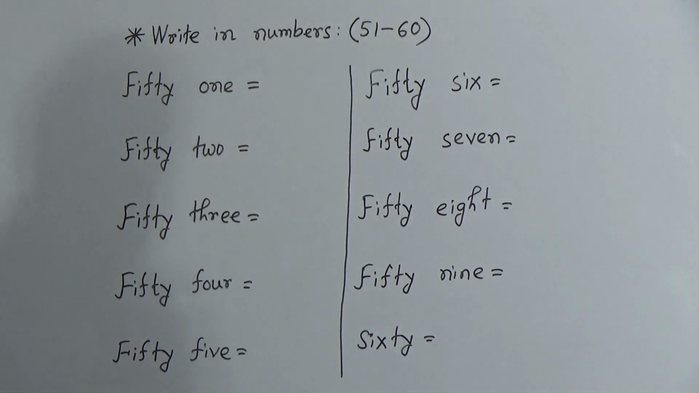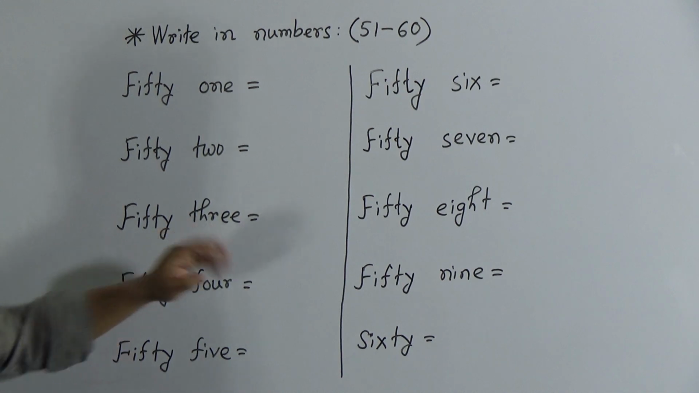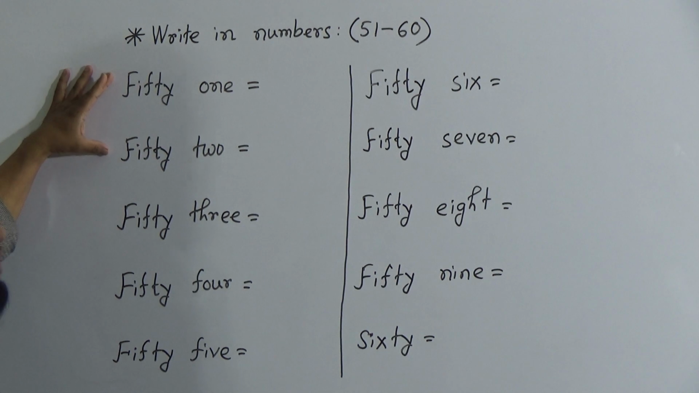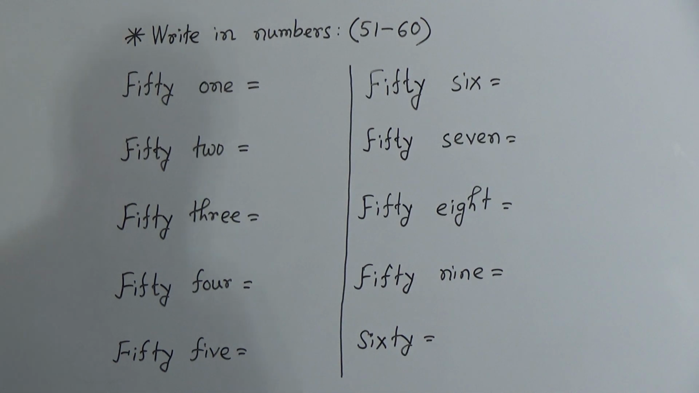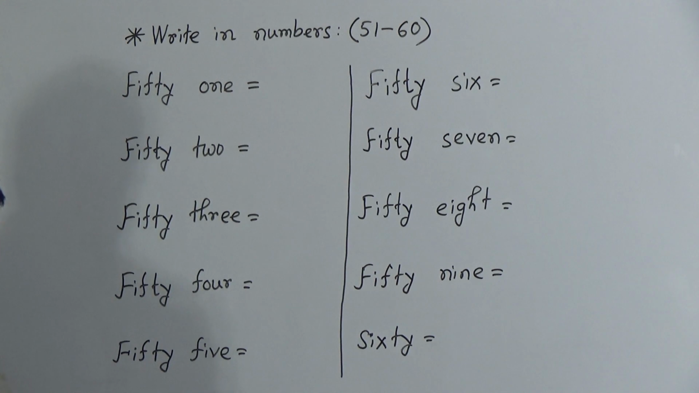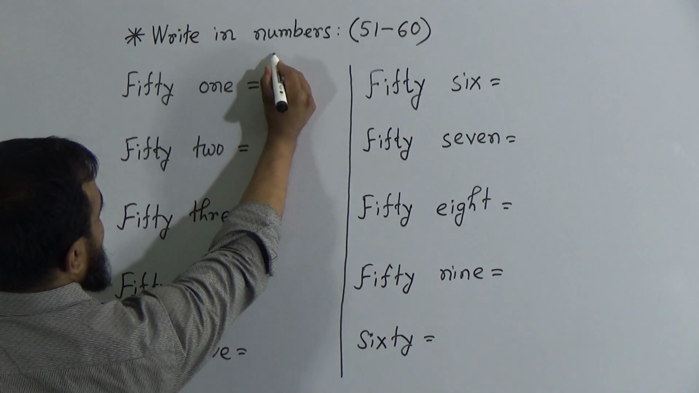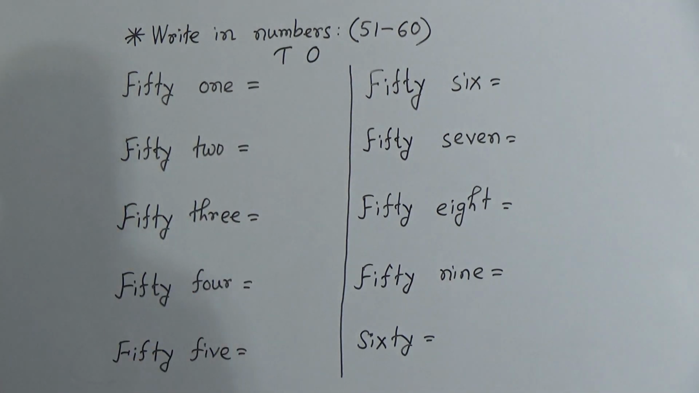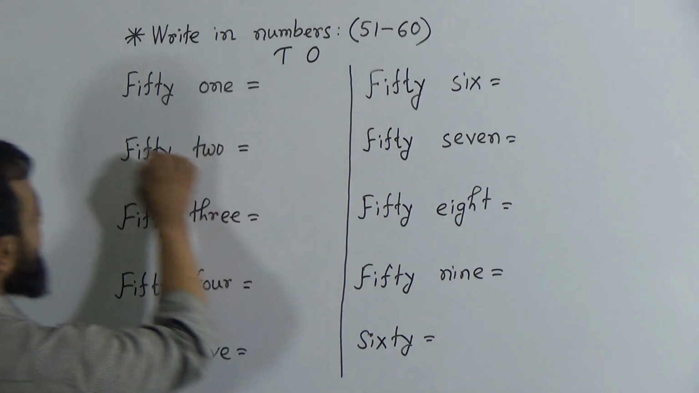So the first number is 51. These words are already written on the board, and in your answer paper or question paper the words are already written down. You will need only to fill up the numbers. So how to write down the numbers? Look very carefully. It's 51. There is 50, so for our better understanding we should write down the tens place and the ones place at first.